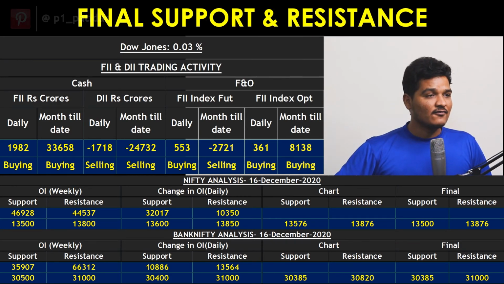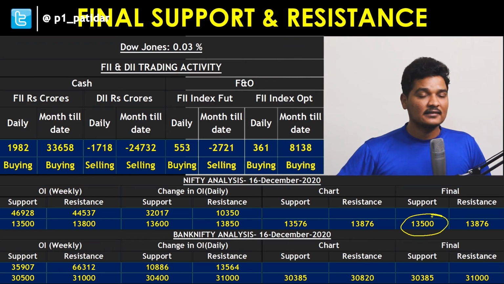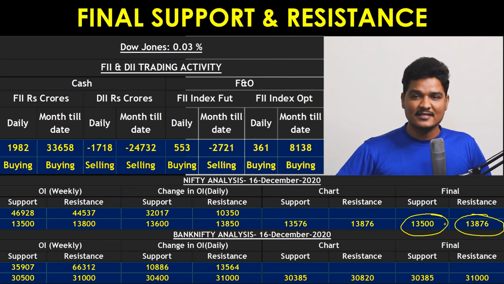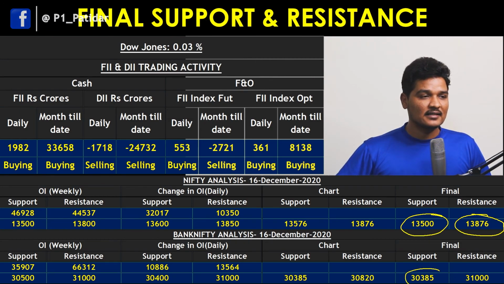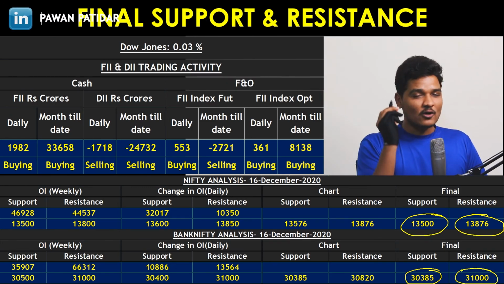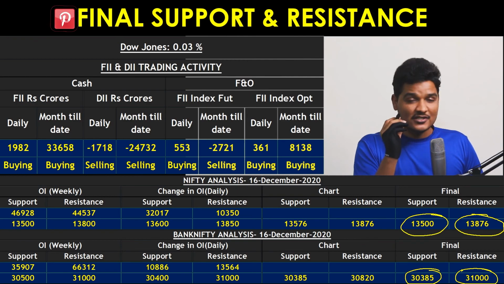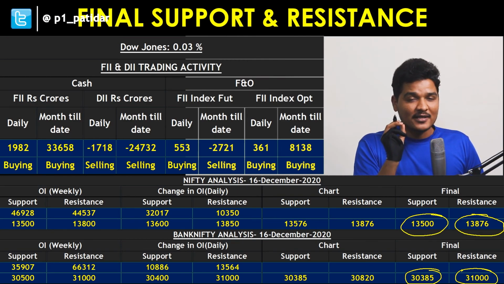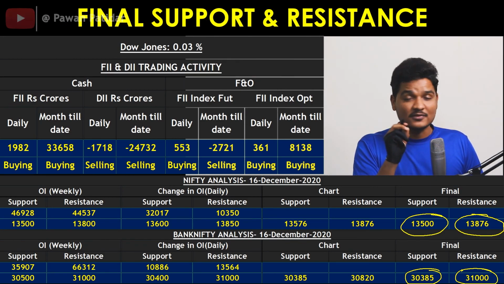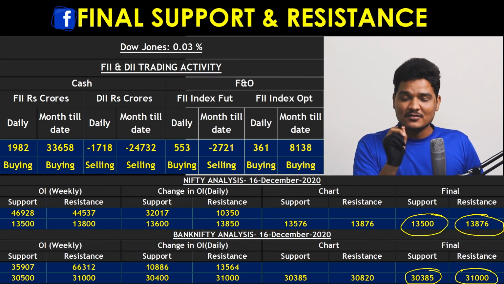If you see here, the final support for the Nifty is at 13,500 and resistance is at 13,876. Bank Nifty support is at 30,385. Resistance is at 31,000. This whole analysis I have done based on change in OI and chart. For final support, I am taking whichever value is lower from the support side, and whichever value is higher from the resistance side, for Nifty as well as for Bank Nifty. This is my analysis.